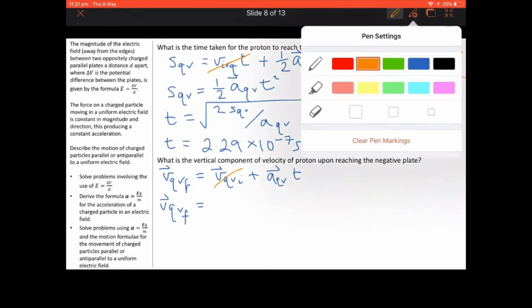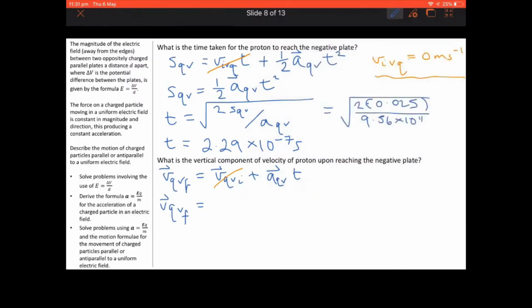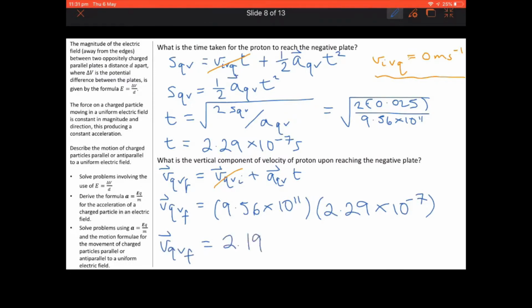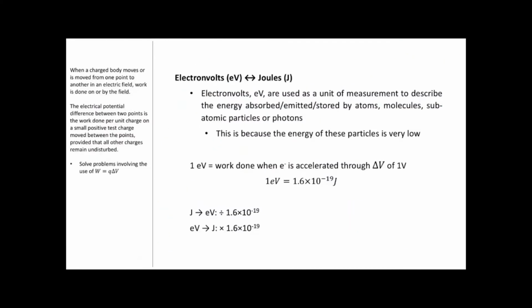So we're just left with the acceleration of the particle, which is 9.56 by 10 to the 11, and the time taken, which is 2.29 by 10 to the negative 7. Pop all this into the calculator, and this will end up being 2.19 by 10 to the 5 meters per second, and that's your final velocity for that proton.